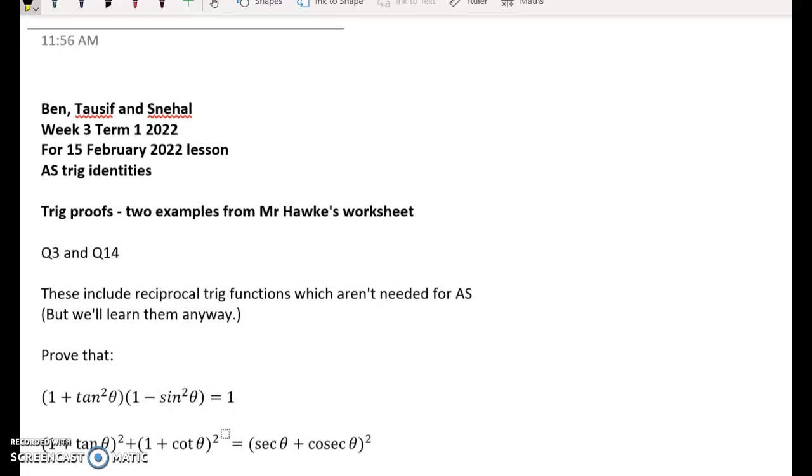So I'm making it for Ben, Tausif and Snehal for your lesson on the 15th of February, and I'm doing two examples from Mr Hawke's really lovely worksheet with lots of trig proof questions. I've picked out question 3 and question 14.